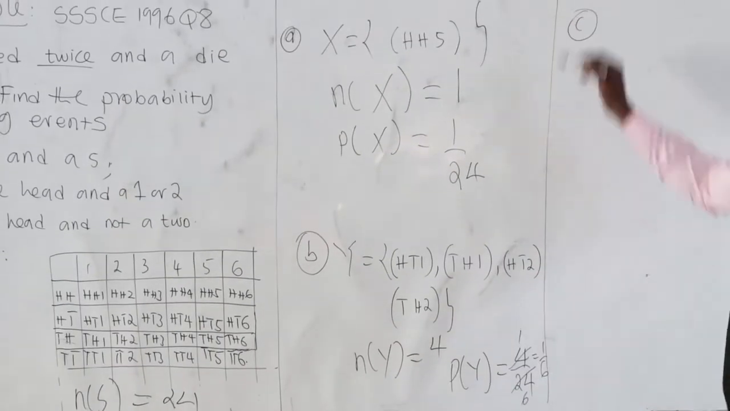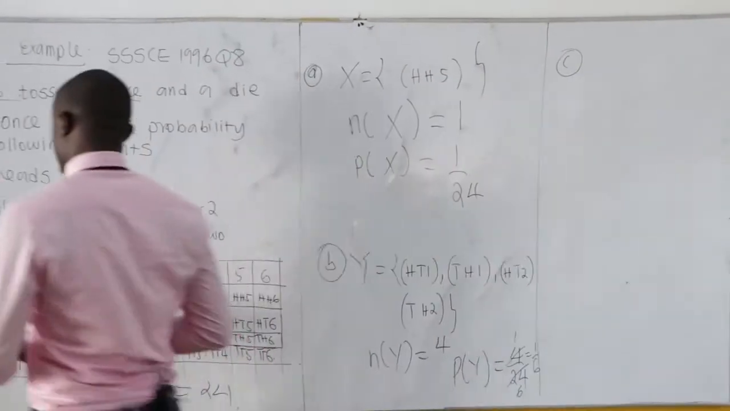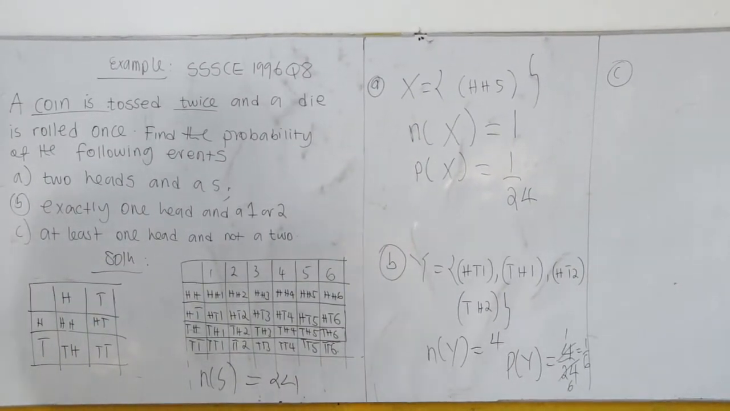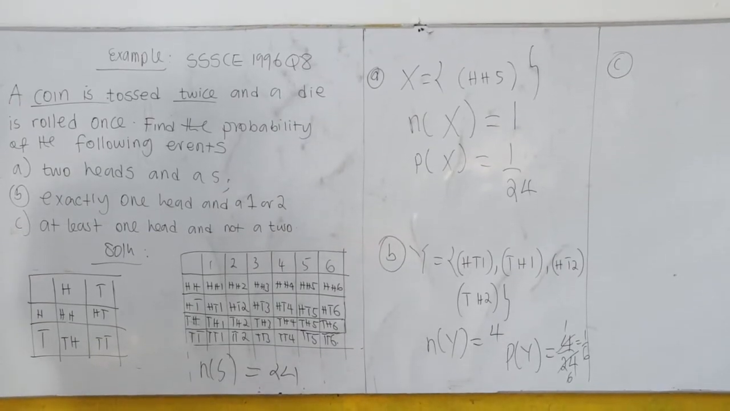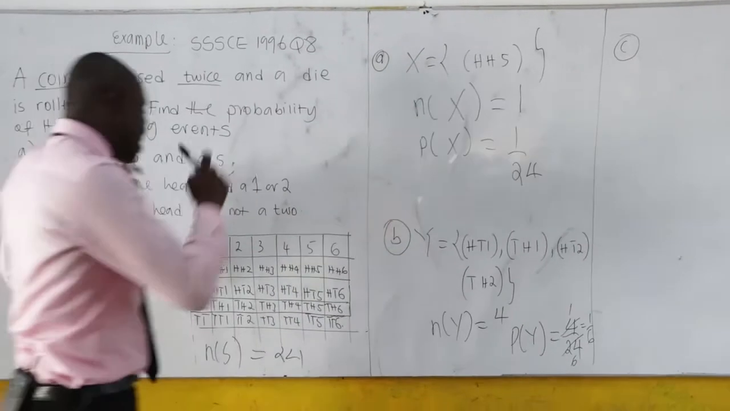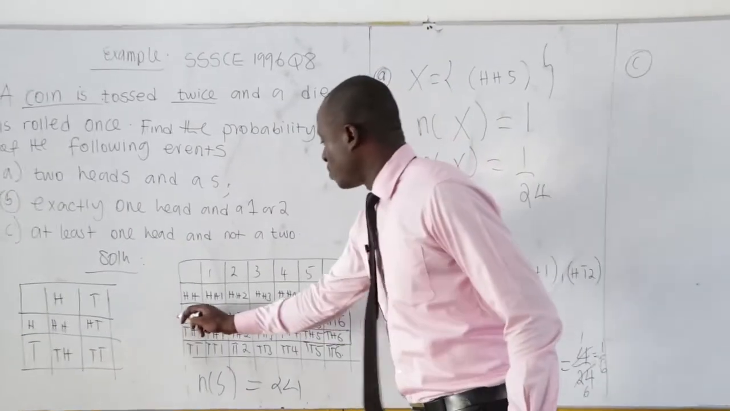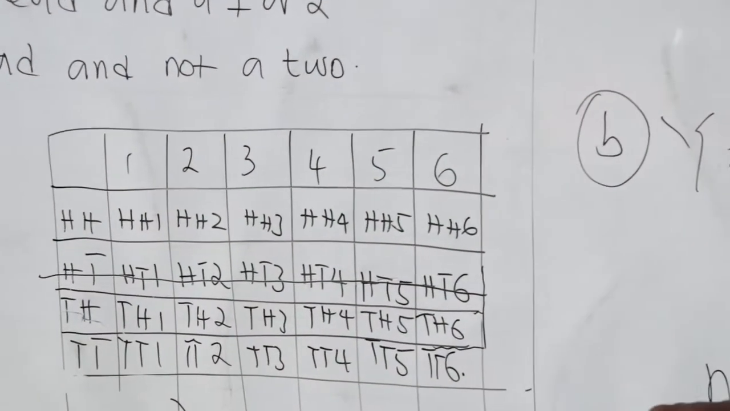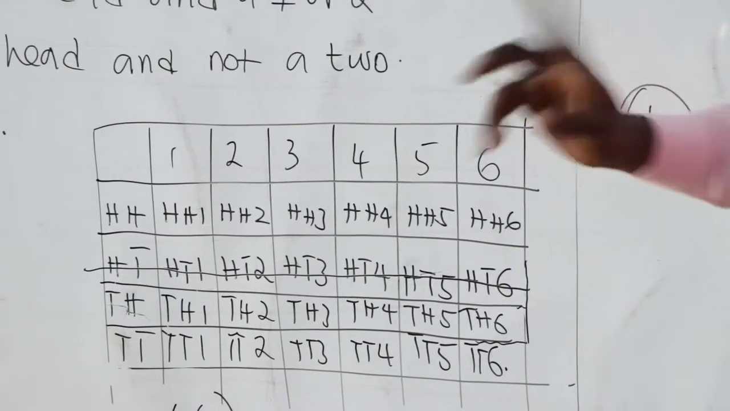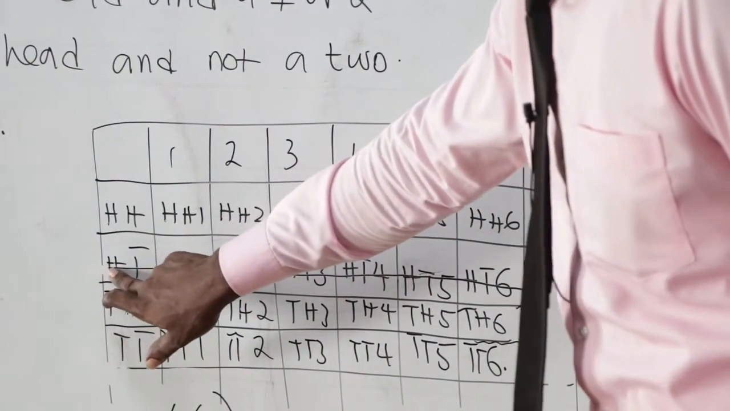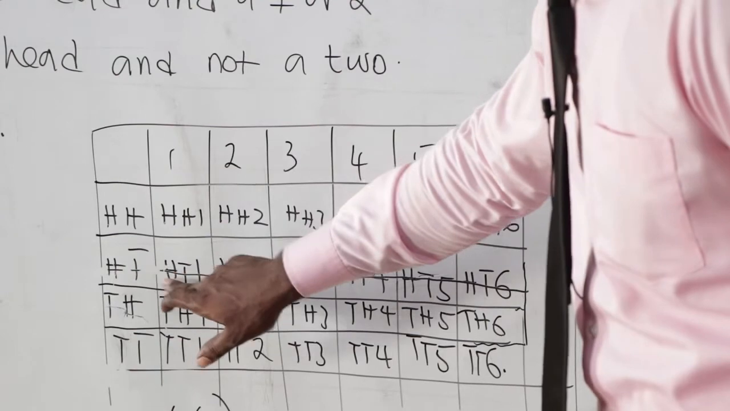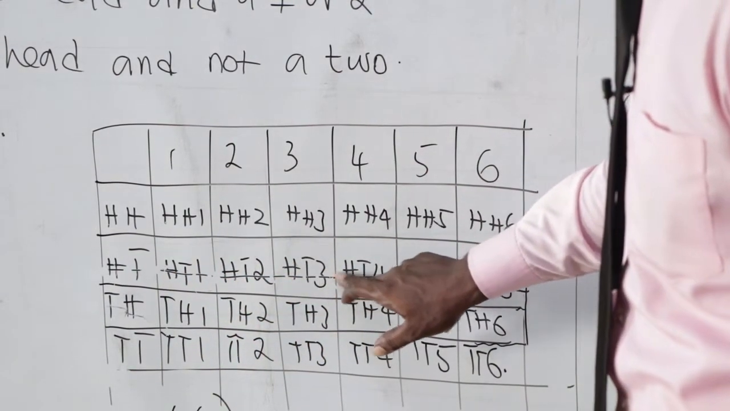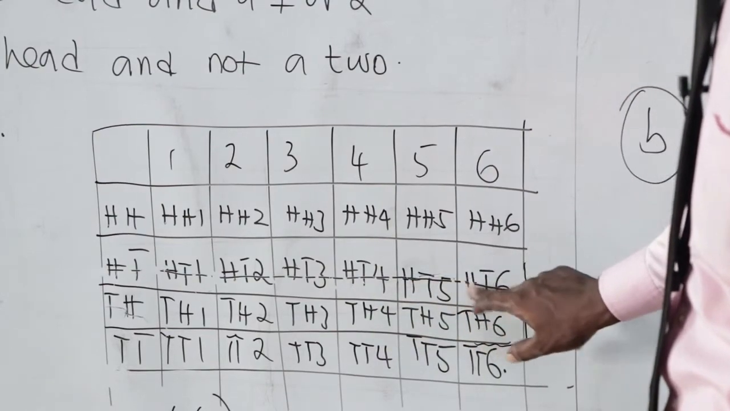Now let's see the C. Question C says at least one head and not a two. It means that not a two, so all of this is not part. At least one head and not a two. No, no, that's one head and not a two. So this is not this one. Sorry.